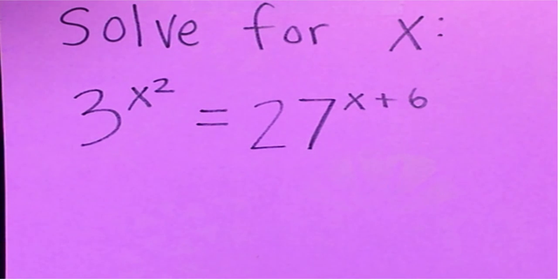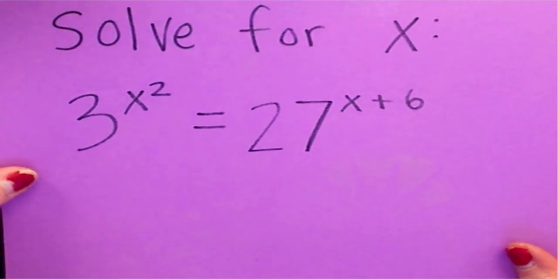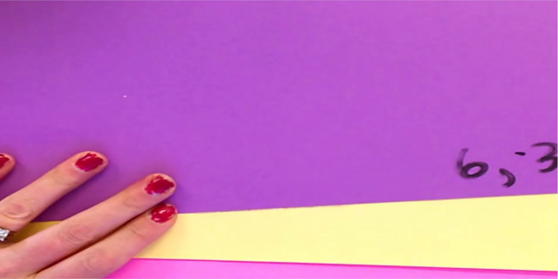20 seconds. You can still be annoying. There are 2 answers, one positive, one negative. Keep going. 2 answers, one positive, one negative. I got it. And the answers are 6 and negative 3.